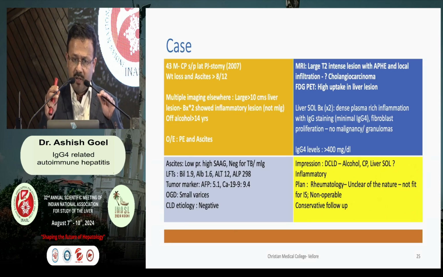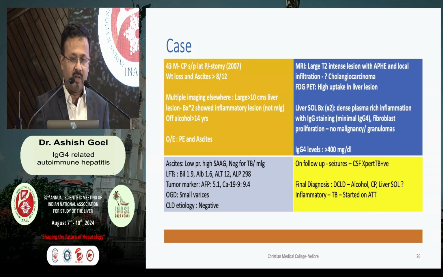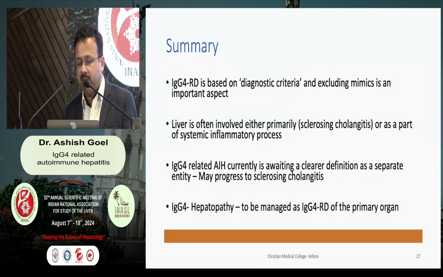They said it was not fitting into the diagnostic criteria. They didn't want to give immunosuppression, and he was definitely not operable with ascites. So we were following him up closely and working up towards an alternative diagnosis. But on a short-term follow-up, he came with seizures, and at that time the CSF analysis showed AFB or TB positive. So ultimately it turned out to be a tuberculous lesion, and we started ATT in this patient. But the patient had undergone 4 biopsies at different centers which did not show TB.